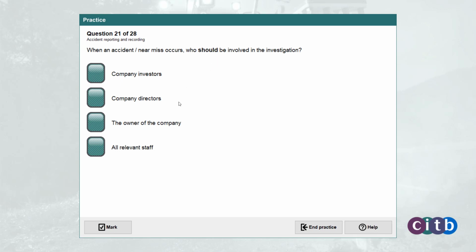When an accident or near miss occurs, who should be involved in the investigation? Company investors, company directors, the owner of the company, all relevant staff.